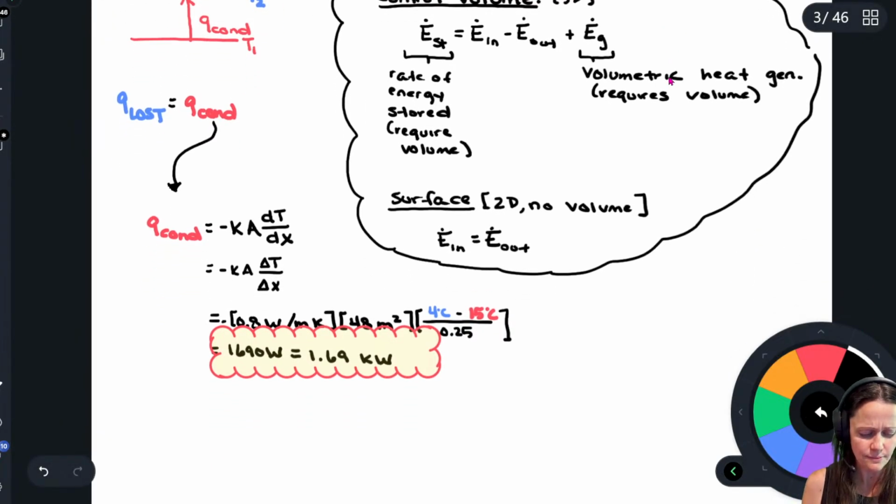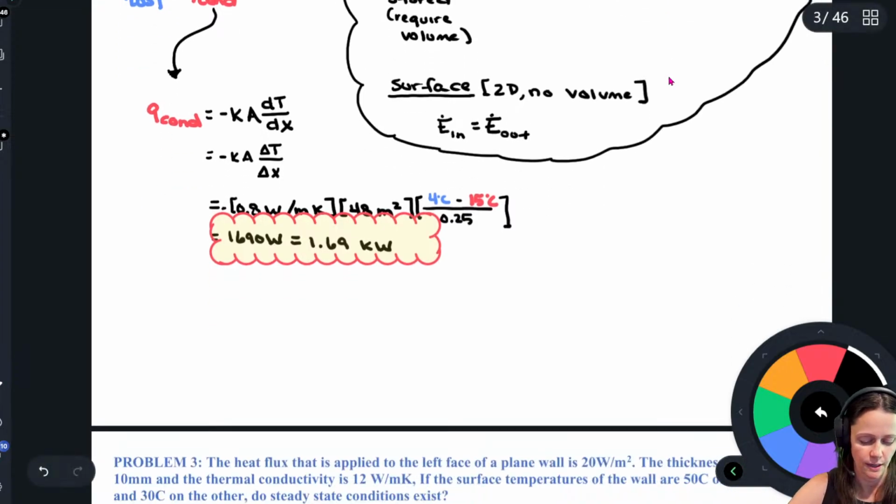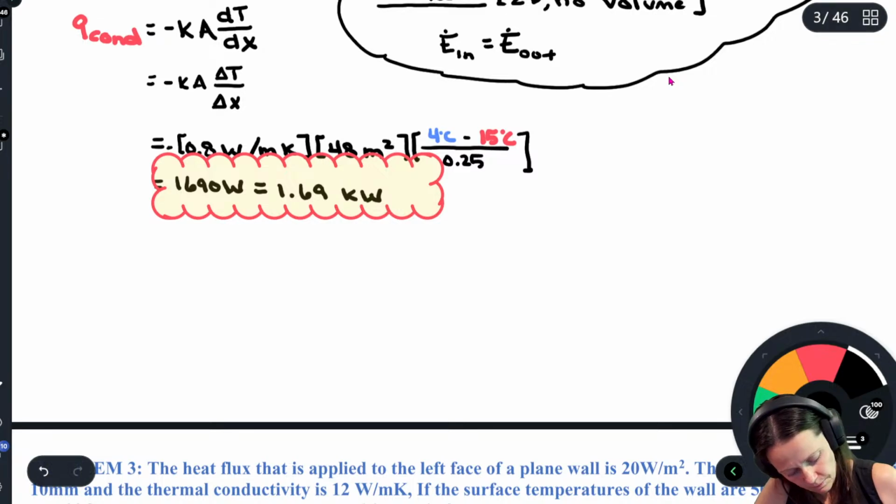Okay. And then the next thing that we needed to do, that was part B, needed to see, okay, for 10 hours of operation, it costs 8 cents per kilowatt hour. Okay, so cost.